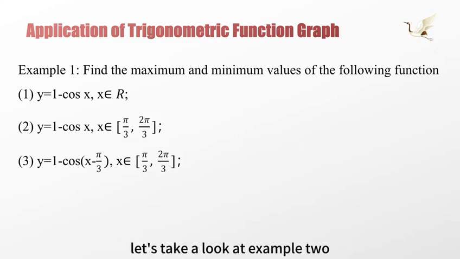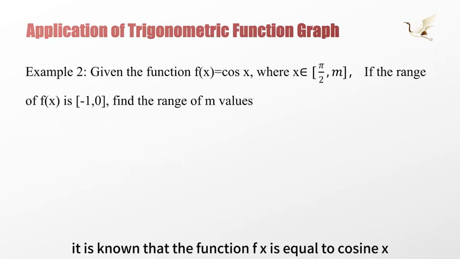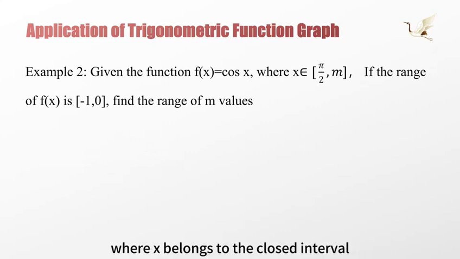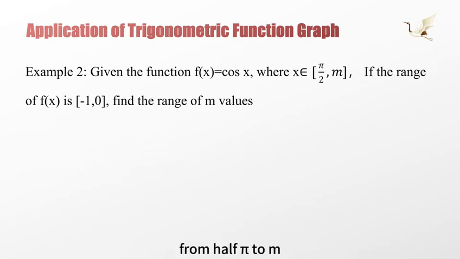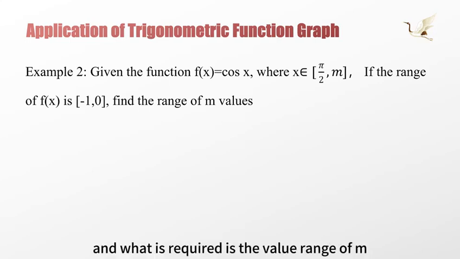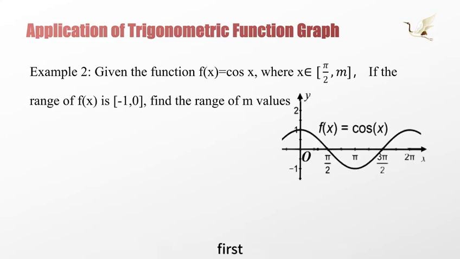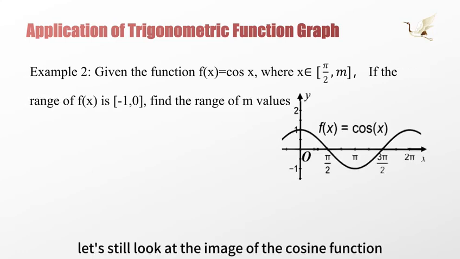Next, let's take a look at example 2. It is known that the function f(x) is equal to cosine x, where x belongs to the closed interval from half pi to m. If the value range of f(x) is the closed interval from -1 to 0, find the value range of m. The value range of this topic is given, and what is required is the value range of m. So how can we use the image of the function and its properties to solve the problem of the range of m? First, let's still look at the image of the cosine function.